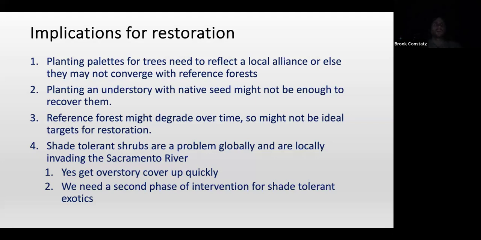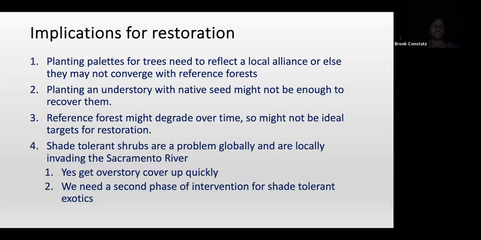A lot of this stuff started in the 80s when restoration was fairly new and people were just trying to get native cover to go up. So it was just seeing what would stick. But now that we know what sticks, it's important to think about planting something that reflects a local alliance, so that it creates an ecosystem that's legible to native wildlife and other species, with more predictable changes over the long run.